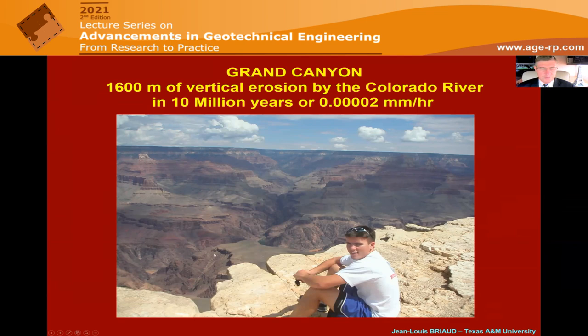Whoops. Let me go back up. The Colorado River is at the bottom right here. And in 10 million years, it actually dug a hole through the canyon. And if you divide 1,600 meters by 10 million years, you get a rate of 0.00002 millimeter per hour. So if I were to tell you that the rate is 0.00002 millimeter per hour, you would say this is negligible. And in the meantime, you probably would be neglecting the Grand Canyon.